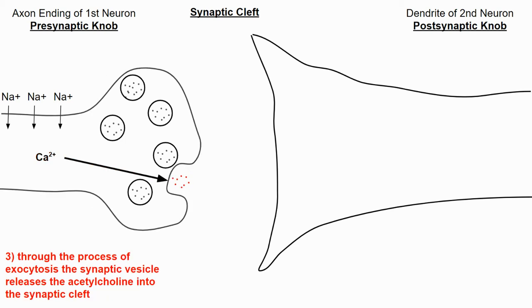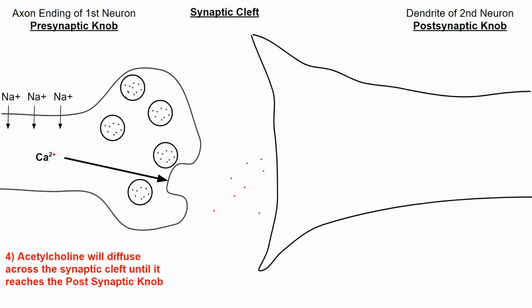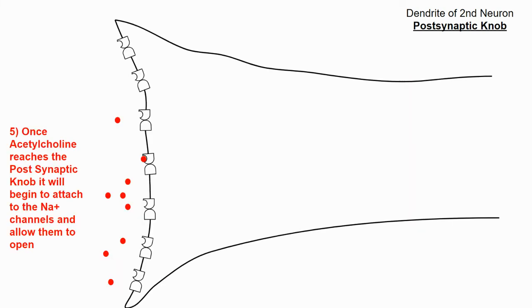What ends up happening is the synaptic vesicle merges with the membrane of the presynaptic knob. And what happens is, through the process of exocytosis, the synaptic vesicle releases acetylcholine into the synapse, or into the synaptic cleft space. So that's what those are right there. Now, acetylcholine will diffuse across our synaptic cleft until it reaches the postsynaptic knob. That's on the other side, which you can see right here.